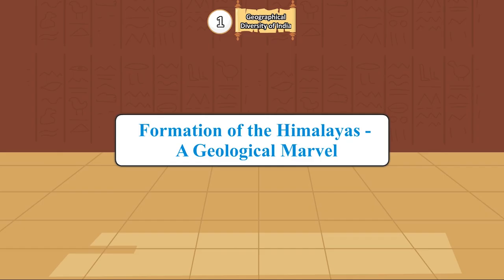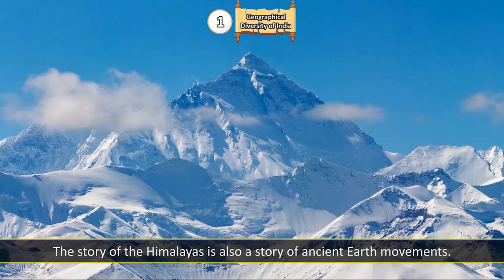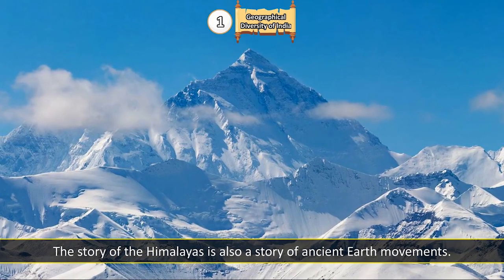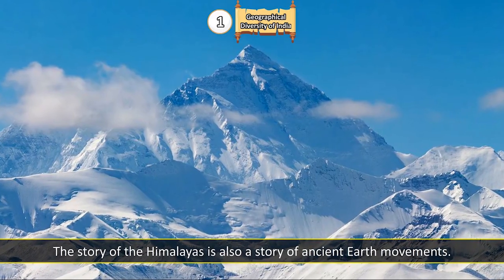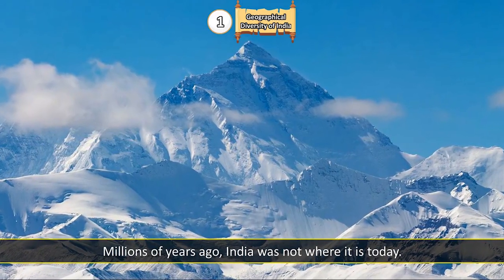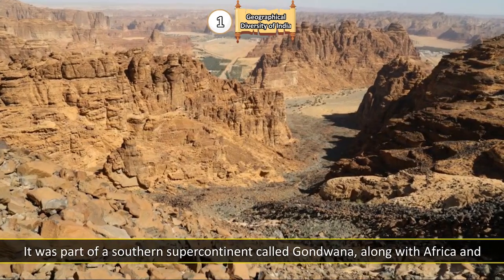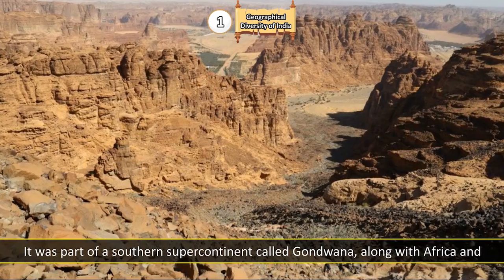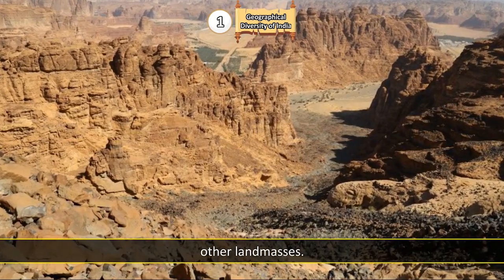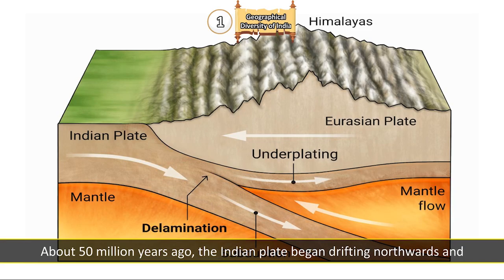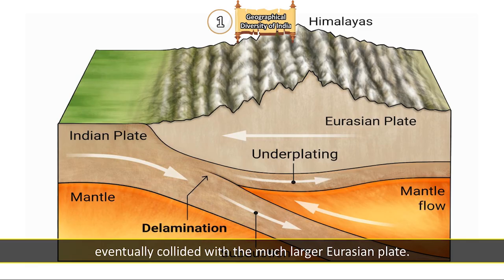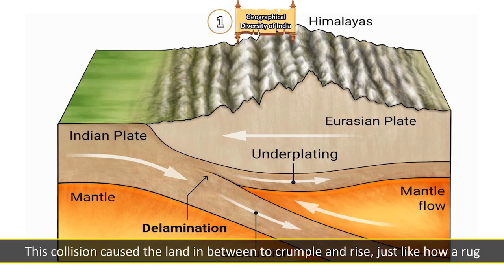Formation of the Himalayas, a geological marvel. The story of the Himalayas is also a story of ancient earth movements. Millions of years ago, India was not where it is today. It was part of a southern supercontinent called Gondwana, along with Africa and other landmasses. About 50 million years ago, the Indian plate began drifting northwards and eventually collided with the much larger Eurasian plate.